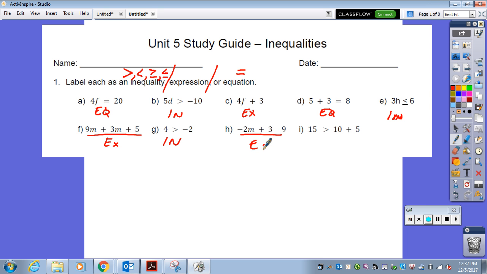This is an expression. And I has an inequality symbol. It's true. Well, it's actually not true. So 15 is not greater than 15. So I wouldn't call this an inequality. I would actually call it none. Maybe a trick question, but since that's not true, I would call that none, since 15 is not greater than 15. If it was greater than or equal to, it'd be an inequality. But for me, I would say that's none.